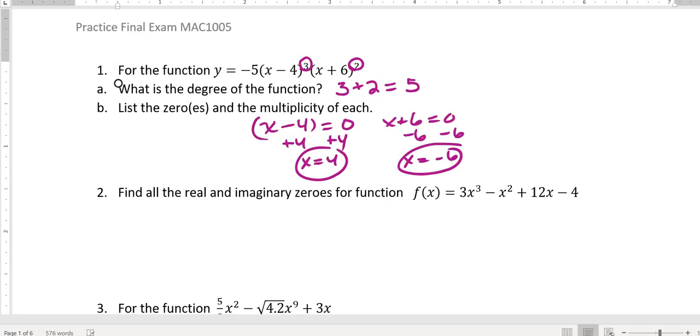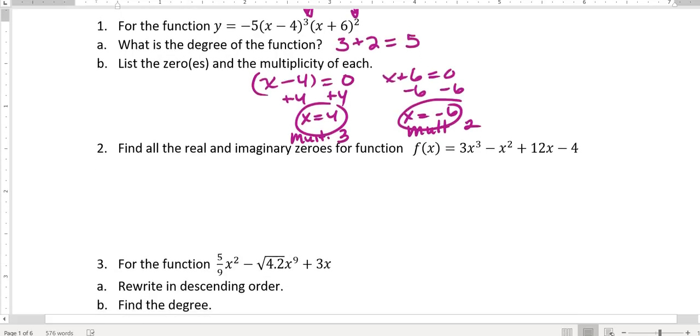You could check this by putting them back into the equation, and they would have to equal 0. Next, it says the multiplicity. If you notice, for the x minus 4, the exponent is 3, so the multiplicity is 3. And for the x plus 6, the exponent is 2, so the multiplicity is 2.